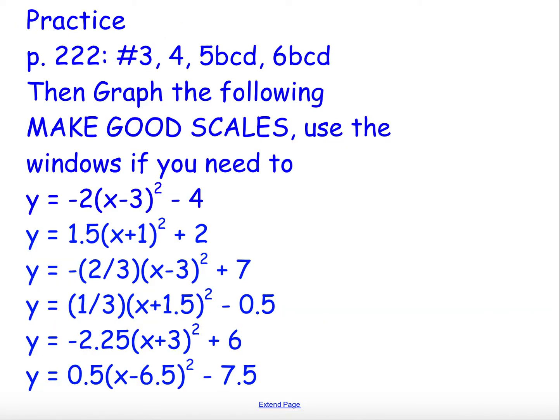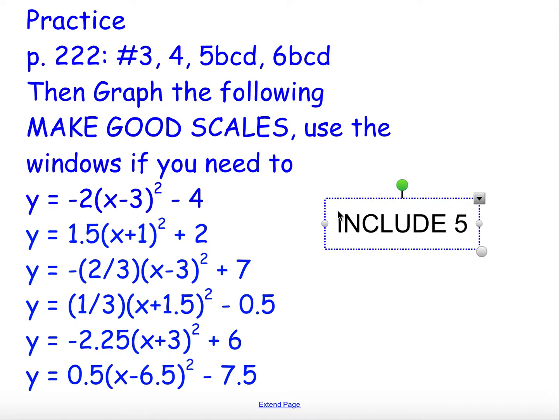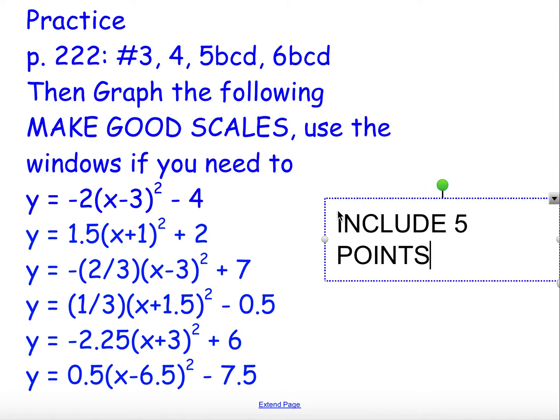Okie dokie. So you're going to work on page 222 again, 3, 4, 5 BCD, 6 BCD, and then graph the following graphs here. Make sure you have good scales. That's the most important thing. I want you to have 5 points for all of these. So you need to be able to make scales that will include 5 points for all of them. I've tried to make a couple of them a little bit more difficult. This is just saying 2/3 or 1/3. It's just hard to write it on this program.